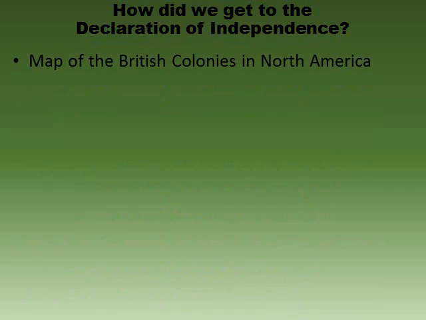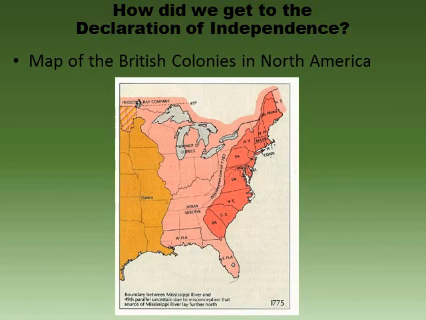Well, let's take a look at a map of the British colonies in North America. This map probably looks pretty recognizable if you're familiar with maps of the United States, because we have the modern-day state boundaries superimposed on this. But at the time, in the 1700s, what we had was a string of colonies from Georgia in the south up through Massachusetts and New Hampshire in the north, and Maine at that time was part of Massachusetts. But these were the 13 colonies, which became the first 13 United States of America.